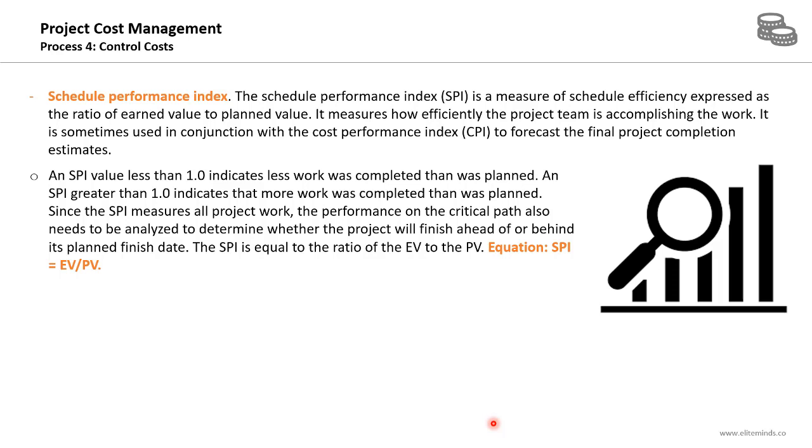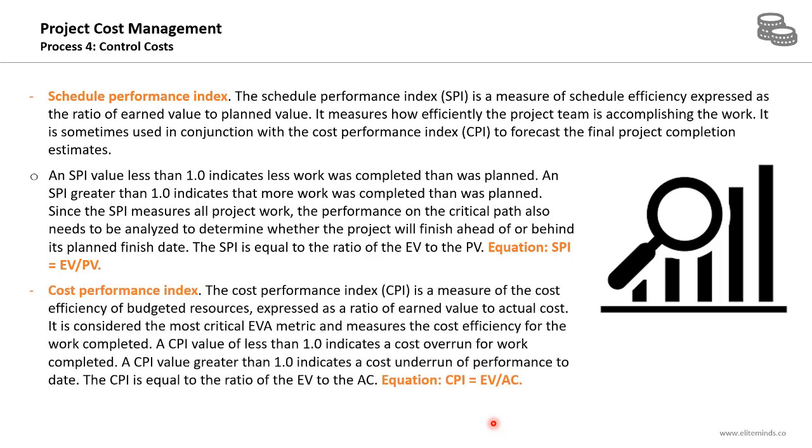Since the SPI measures all project work, the performance on the critical path also needs to be analyzed to determine whether the project will finish ahead of or behind its planned finish date, and the SPI formula is the earned value divided by the planned value. More than 1 SPI, we are ahead of schedule. Less than 1, it means we are behind the schedule.